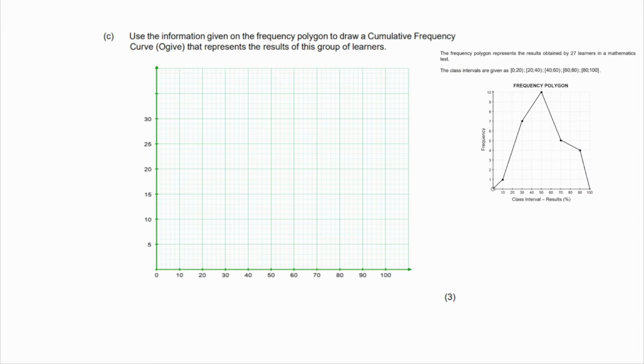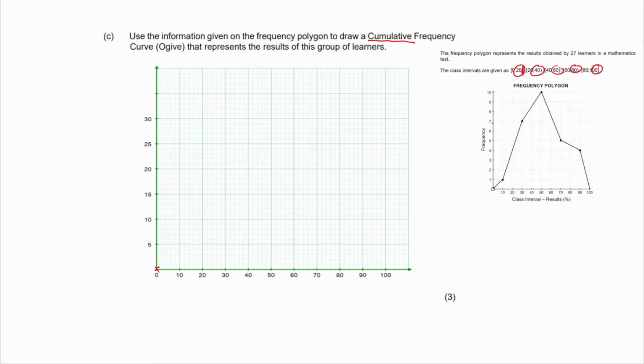Now, next question. Use the information on the frequency polygon to draw a cumulative frequency curve. A very important word: cumulative. Cumulative means adding. You're adding onto things. So it accumulates. You can think about debt accumulation or homework accumulation. It keeps adding on to itself. Another important thing: in the ogive, we plot at the endpoints of the intervals. So we're going to be plotting at 20, 40, 60, 80, 100. And also important, remember our ogive starts at the origin.